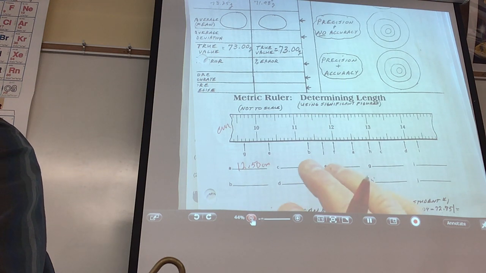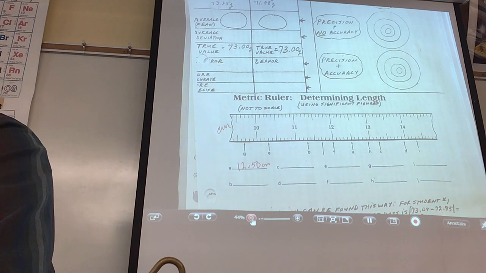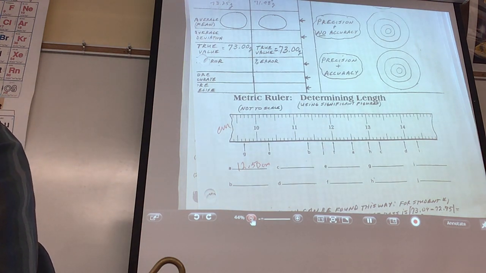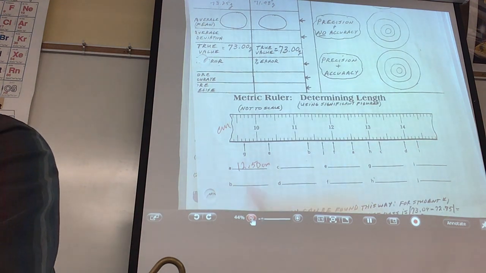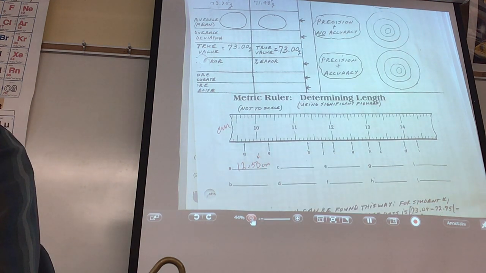Now, by the way, if I had to put this in a calculator, would I put 12.50? No. The calculator doesn't know anything about measured numbers. You get it? I still put 12.5 in a calculator, but if I had to write it down, I had to put 12.50 because that's the kind of ruler you have.